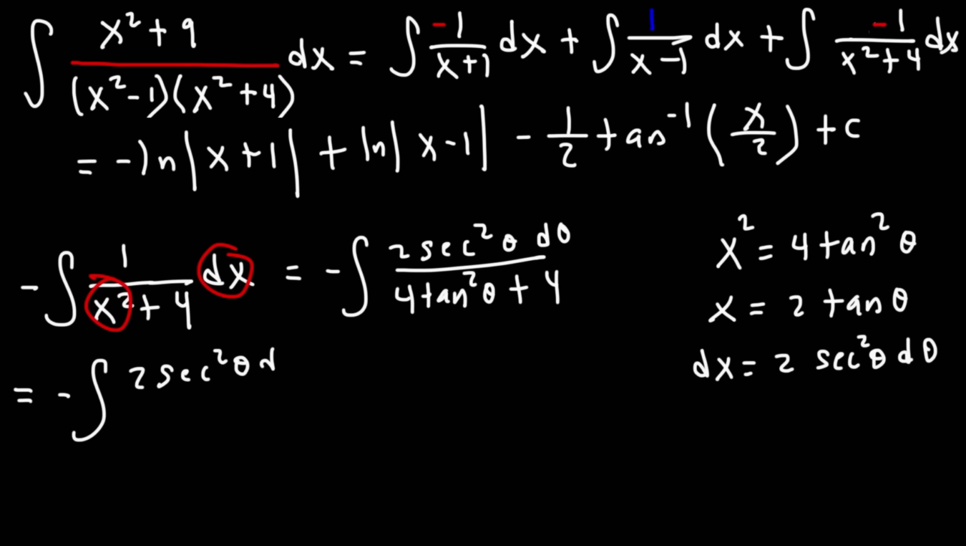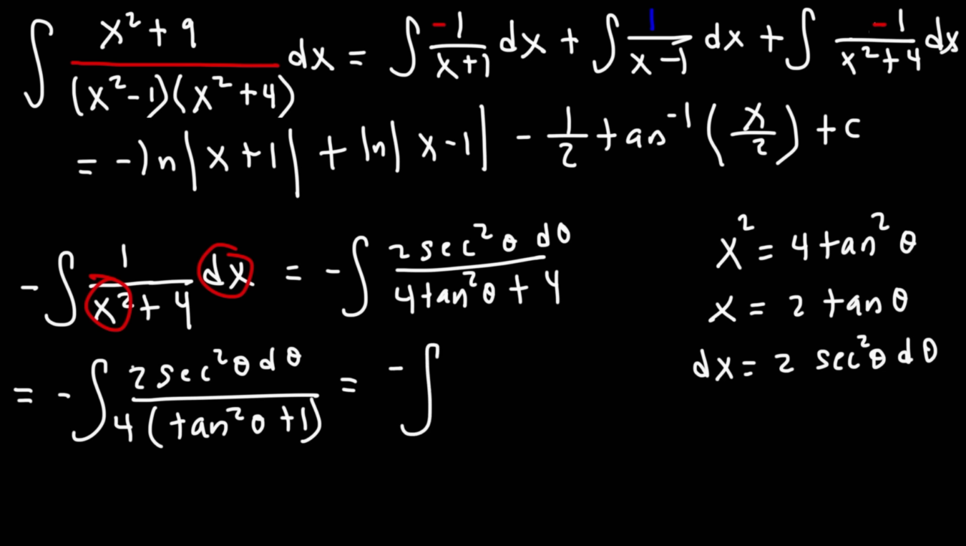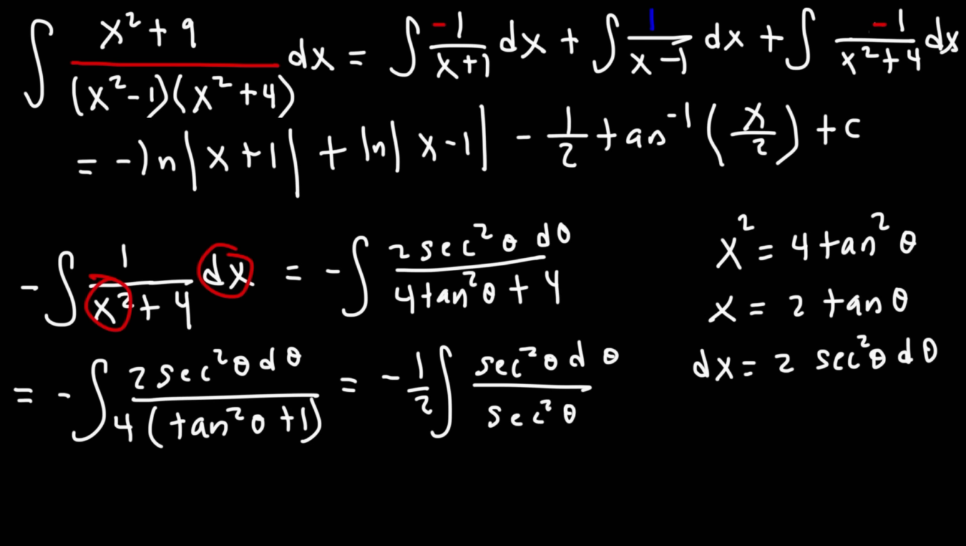Now what we're going to do is factor the 4. So then we're going to be left with tangent squared plus 1. 2 over 4 reduces to 1/2. So I'm going to move the 1/2 to the front. So we have -1/2 integral secant squared d theta. 1 plus tan squared is equal to secant squared. So we could cancel secant squared. So this becomes -1/2 integral d theta, and the integral of d theta is simply theta.